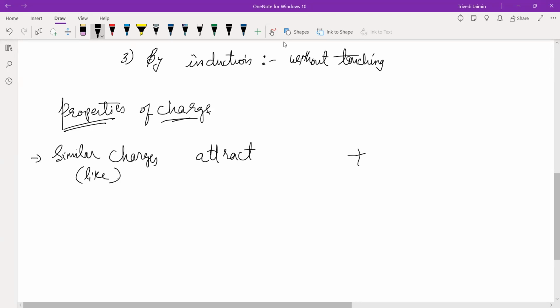That means plus and plus will get attracted. That's what it means. No, sir. Unlike charges attract each other. So like charges, similar charges, repel, and unlike charges attract.